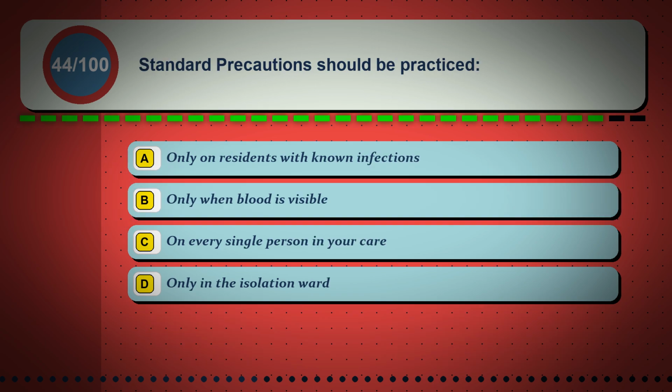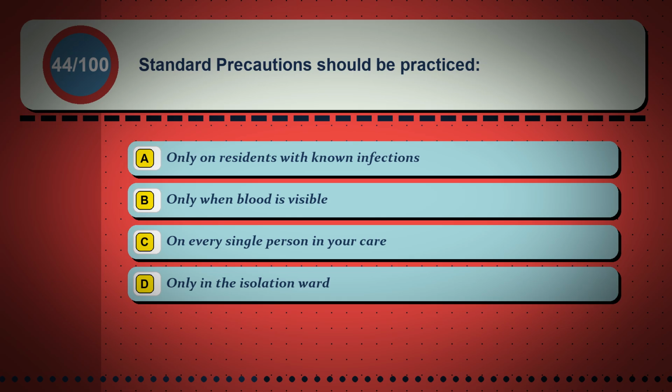Question 44. Standard precautions should be practiced. Option A, only on residents with known infections. Option B, only when blood is visible. Option C, on every single person in your care. Option D, only in the isolation ward.